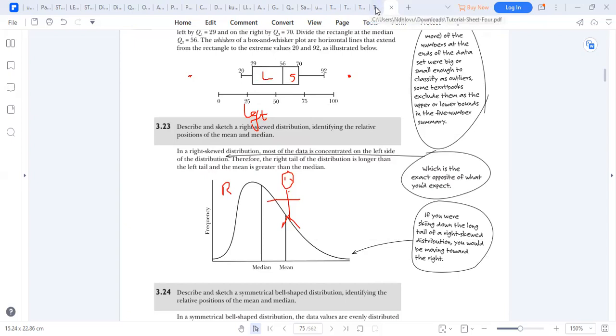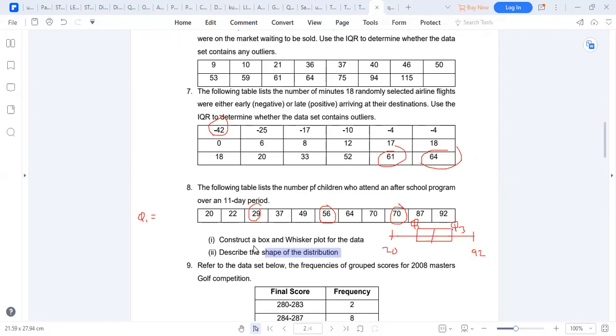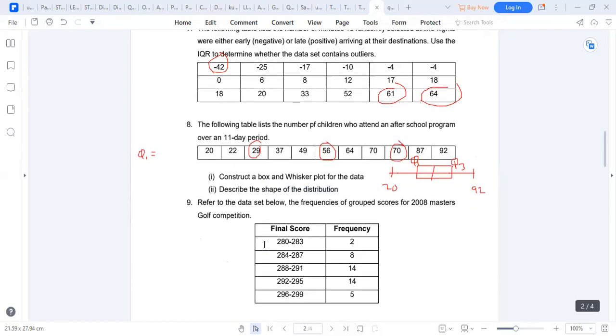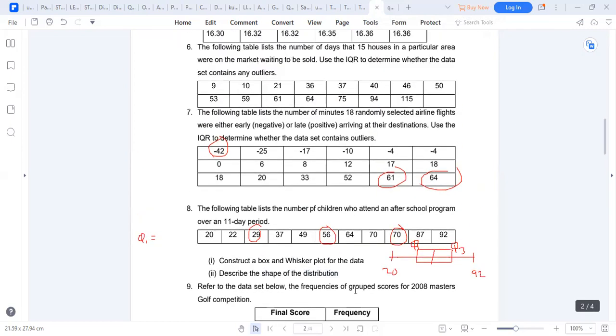All together. So describe the shape of the distribution. All right. So we're going to end here.